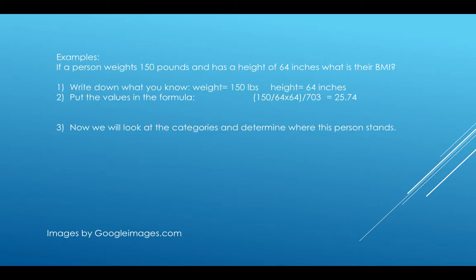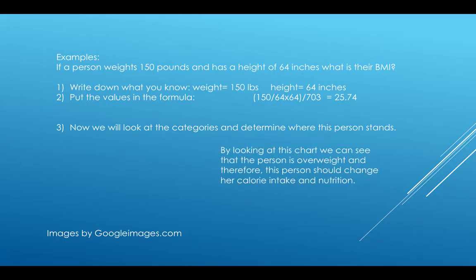Next, we have an example. So, for example, if a person weighs 150 pounds and has a height of 64 inches, what is their BMI? So, write down what you know. We know that the weight is 150 pounds, the height is 64 inches. Now, we put the values in the formula. So, 150 divided by the height, which is 64, and we square it. Remember, that is a very important step. Divide all that by 703, that gives us 25.74.